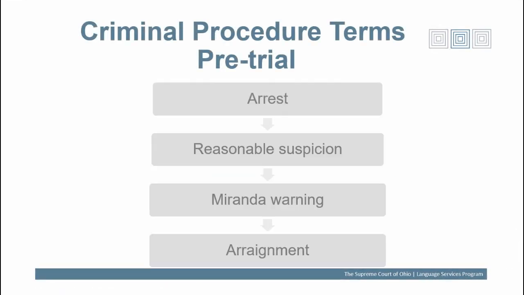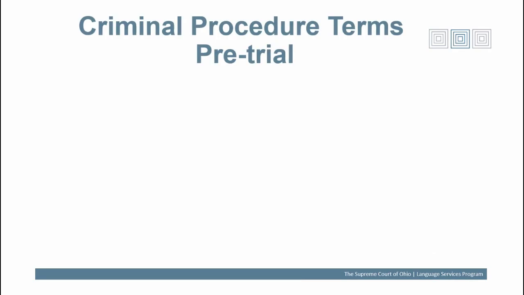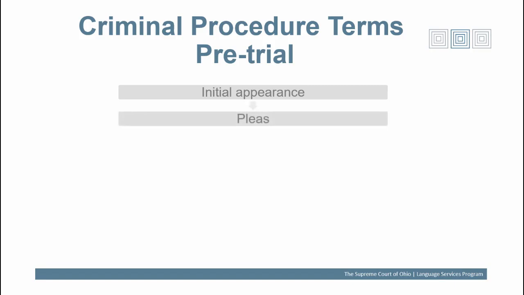Other terms you will also hear are arrest, reasonable suspicion, Miranda warning, and arraignment. The initial appearance. In criminal law, the hearing at which a judge determines whether there is sufficient evidence against a person. Pleas. These are the defendant's statement pleading guilty or not guilty, or perhaps an Alford plea.